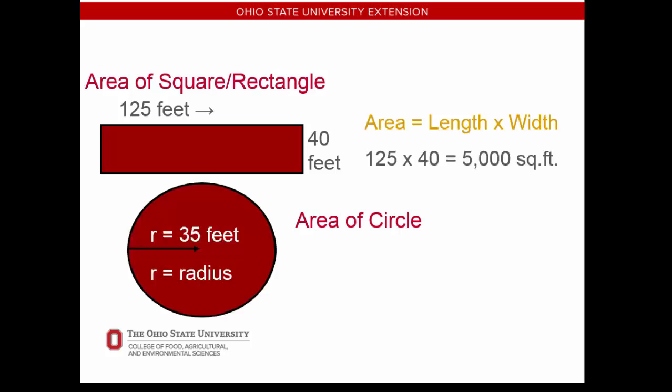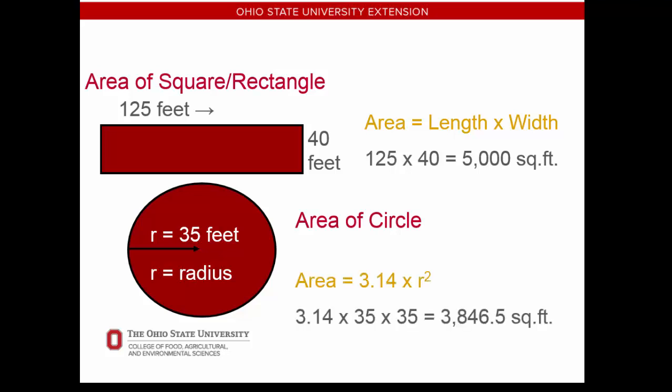The area of a circle relies on two math factors: the radius of the circle, which is half the diameter, and pi, which is the math constant 3.14. The area of a circle formula is the radius squared times pi, 3.14. So 35 times 35 times 3.14 equals 3,846.5 square feet. Remember, don't confuse diameter with radius, which is half the diameter.